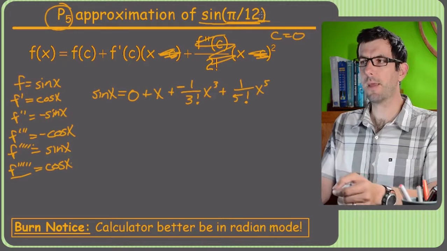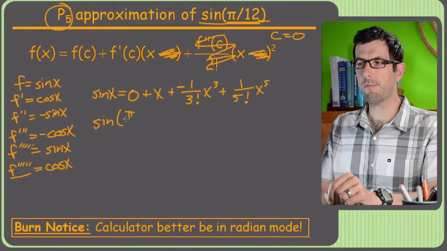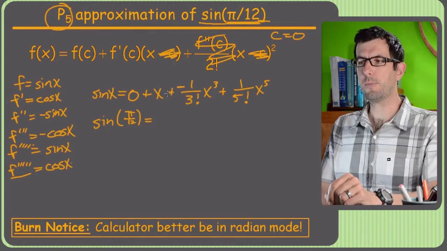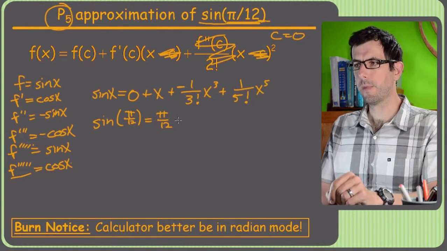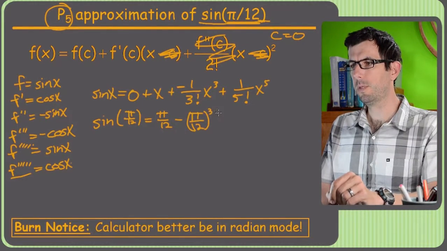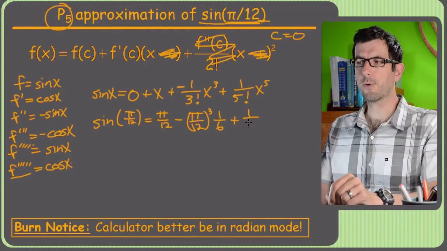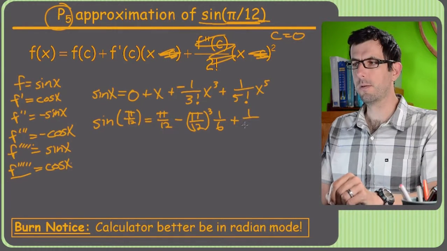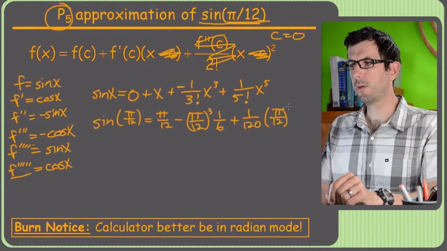And now all I got to do is plug in pi over 12 to the mix. So if I want to approximate the sine of pi over 12, all I got to do is plug in pi over 12 everywhere I see an x. So it's pi over 12 minus pi over 12 cubed times 3 factorial, 6, plus 1 over 5 factorial, which is, I believe, 120, times pi over 12 to the fifth power.